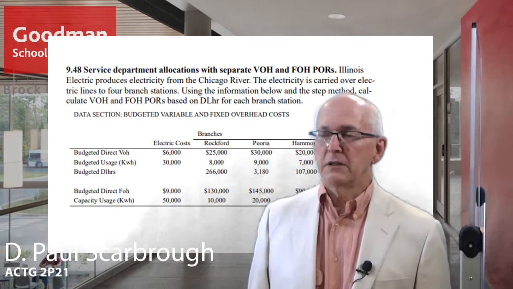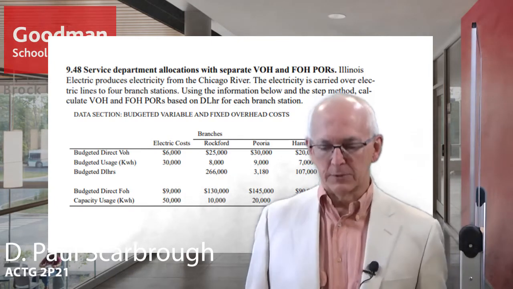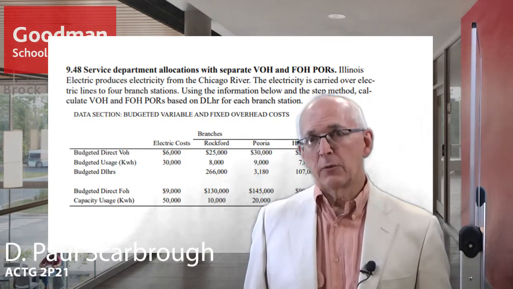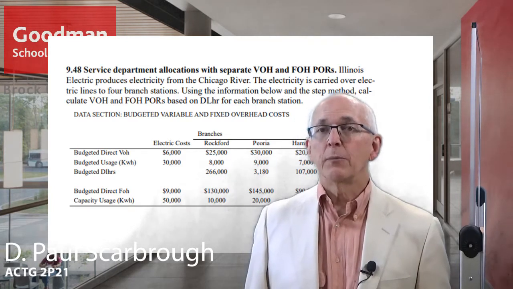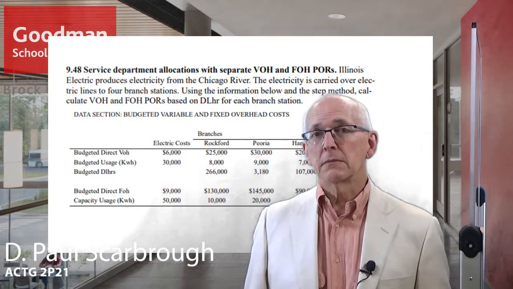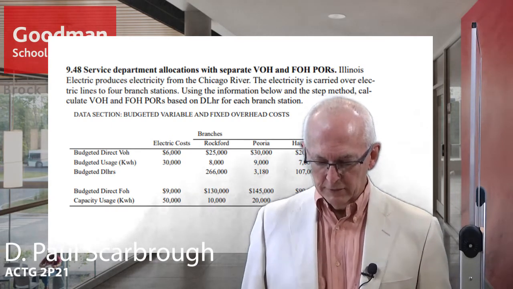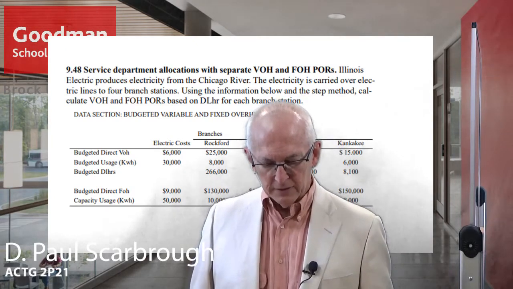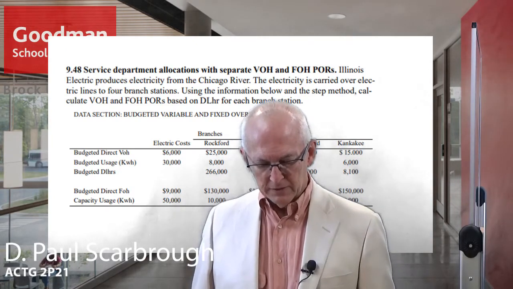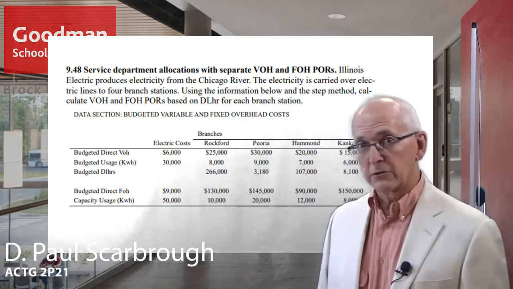And the answer, sometimes in class I spend some time talking about this, or actually I ask you guys a bunch of questions. But basically what we are going to go by is we're going to charge fixed cost out based on capacity. Okay? And that's why we have that word there, capacity cost. So if you look at Rockford, Peoria, Hammond, and Kankakee, each of them has listed a capacity. It's 10,000, 20,000, 12,000, and 8,000, which you can see.